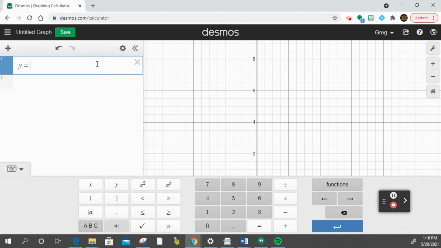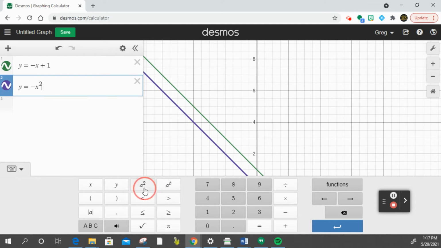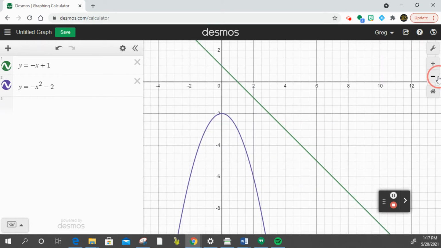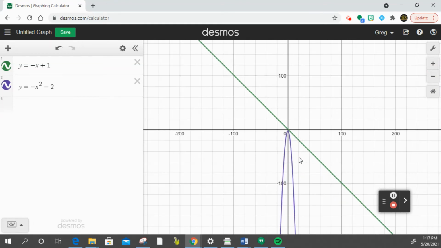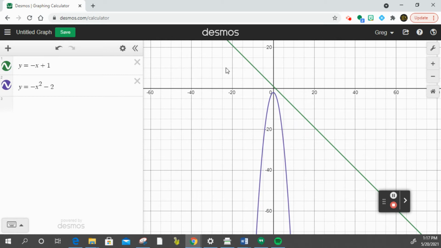We have y equals negative x plus 1. And we have y equals negative x squared. Go to the keyboard down here to get that guy. Minus 2. Minimize this keyboard real quick and find our solutions. Well, looky here. I'm going to go ahead and zoom way out and recognize they don't even cross each other. There are no solutions to this guy because our line never crosses with our parabola.